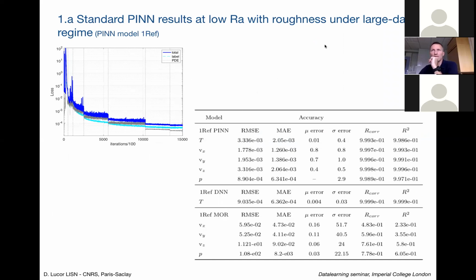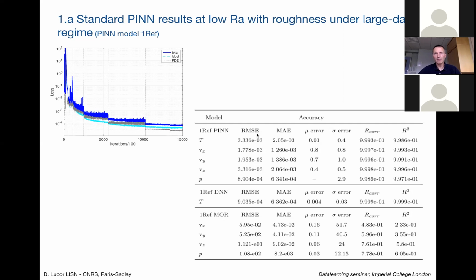So here we have results for the case where I have a lot of data. Here you see the decay of the loss function, and here you see some accuracy metrics in terms of the root mean square, or for example, the error in the mean, the error in the standard deviation. Here, the error in the statistics are in percent. So when I have 0.4, it's 0.4% error on the standard deviation of the temperature field. So basically, I have very accurate results.